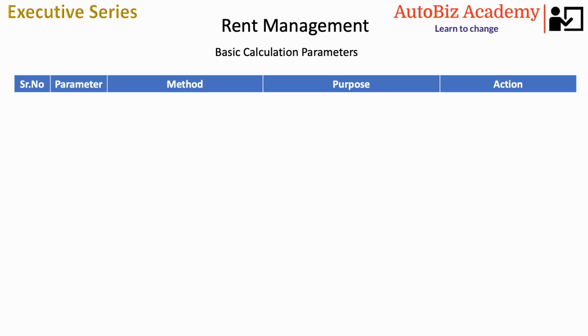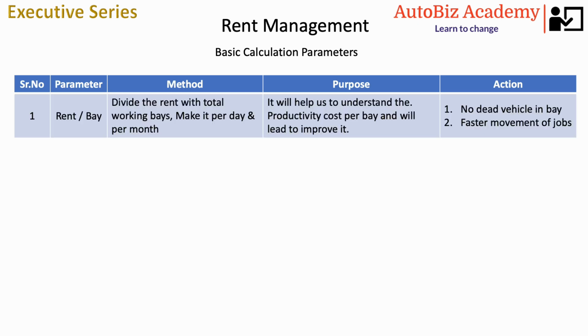Now let us take rent management. I have divided it into parameter, then method, purpose, and what kind of action is required. So first we have taken rent per bay. In case you are paying 10 lakh rupees for the rent and you have 10 bays, so per bay rent is coming to almost a lakh of rupees. Divide the rent by total working bays. Whatever bays you have, divide your total rent by those working bays. Make it per day and per month also for better understanding.